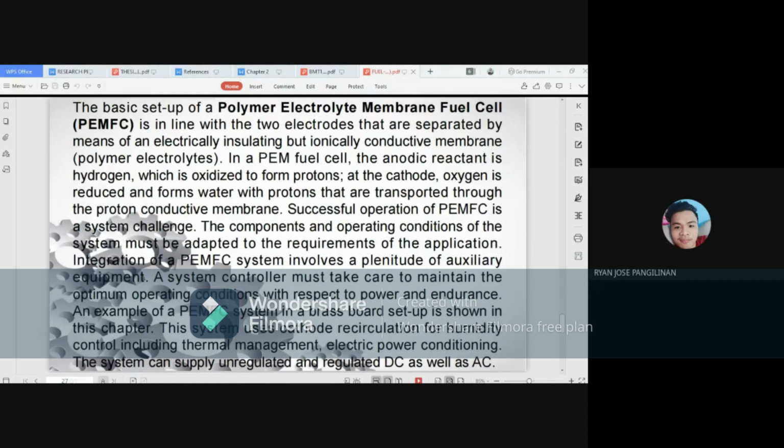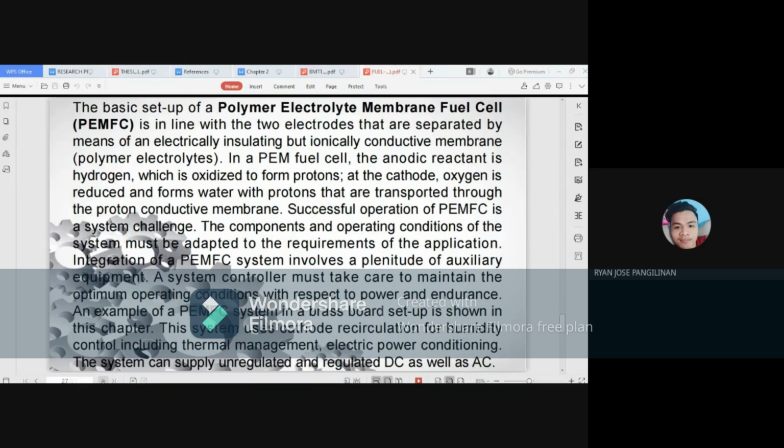The next one is the polymer electrolyte membrane fuel cell. This fuel cell has a basic setup of a polymer, and it is lined with two electrodes that are separated by means of an electrically insulating but ionically conducting membrane. In a PEM fuel cell, the anodic reactant is hydrogen, which is oxidized to form protons. At the cathode, oxygen is reduced and forms water with protons that are transported through the proton conductive membrane.